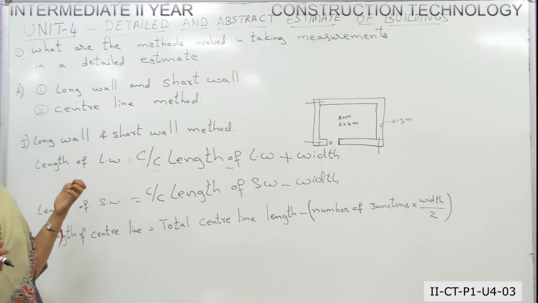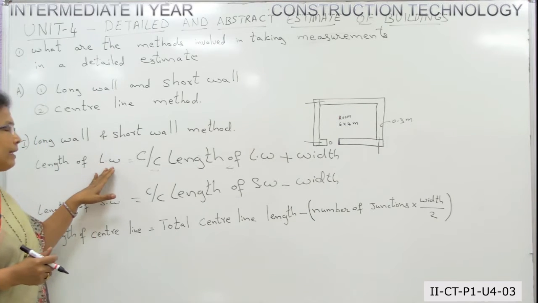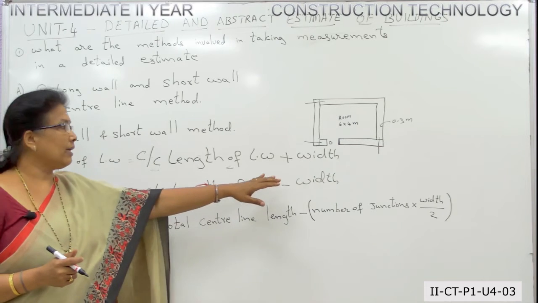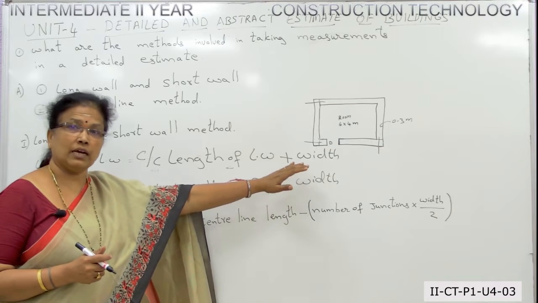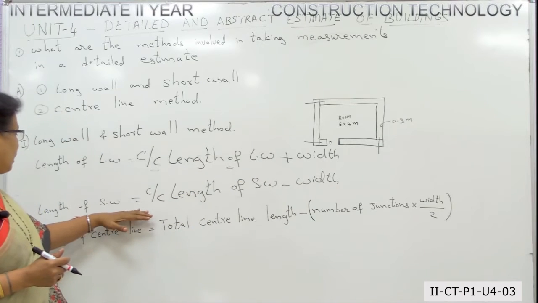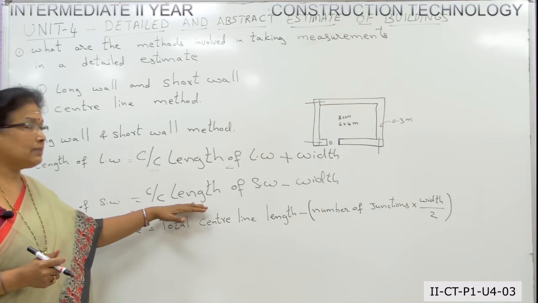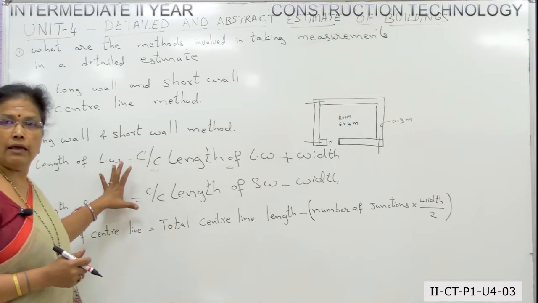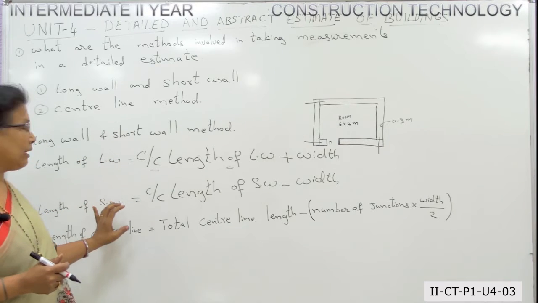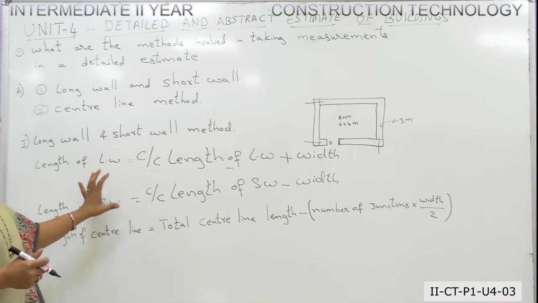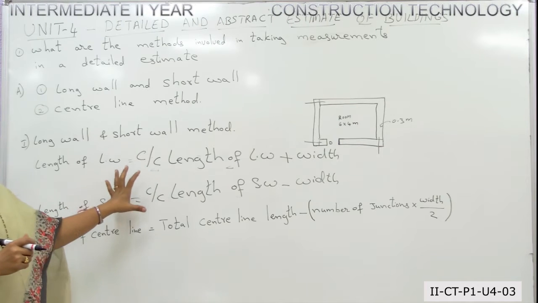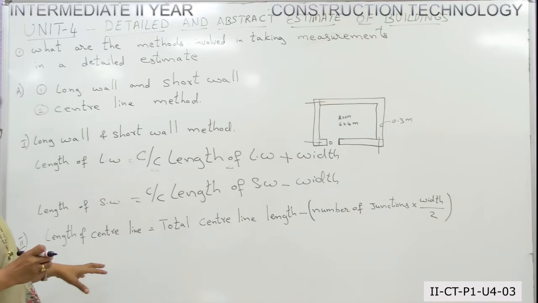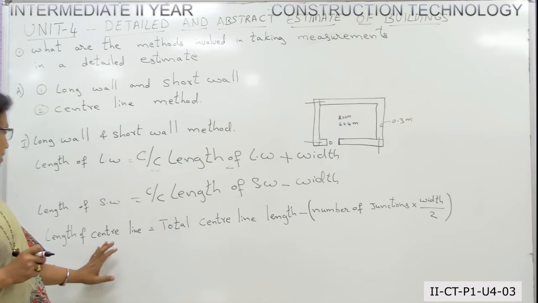So while you are calculating the length for each and every item, for the long wall you take the center to center length and add one width of that quantity. And for the short wall, take the center to center length of the short wall minus width. This is the formula to calculate the length of the long wall and the short wall. When we are doing problems, you will understand clearly what is to be added and what is to be deducted. Okay. And next is the length of center line.